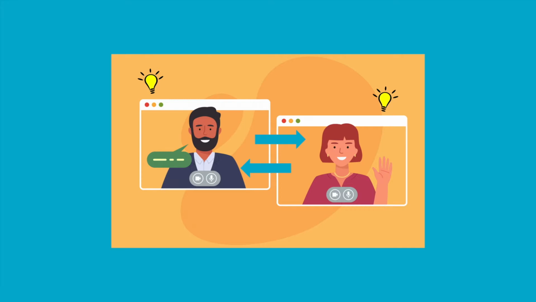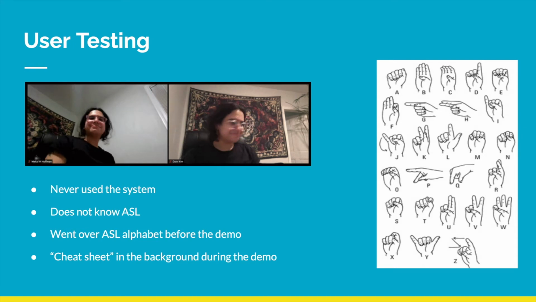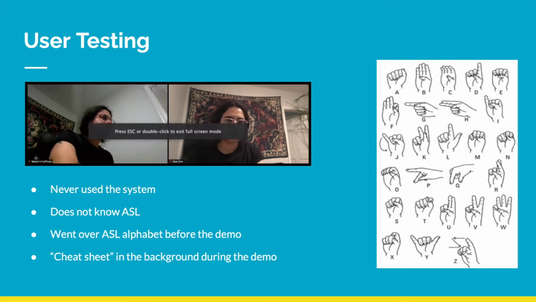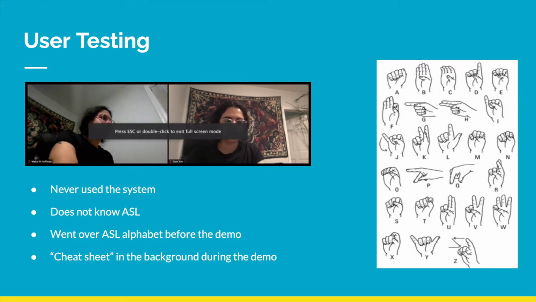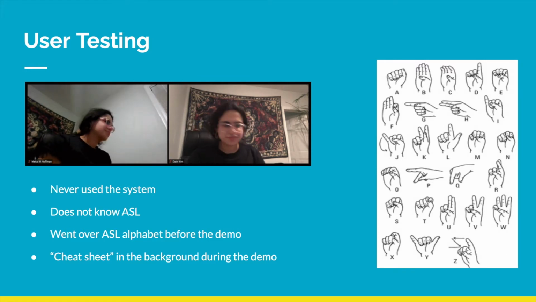So I've had to rethink the use case and target audience for the system, but more about that after the demo. This is my roommate Maytal. She helped me playtest the prototype. She knows about the project and has seen me use the system, but has never tried it out herself. She doesn't know ASL, but we quickly ran through the ASL alphabet a few times before the demo, and during the demo she had an ASL letters cheat sheet open in the background. Here's what we did.